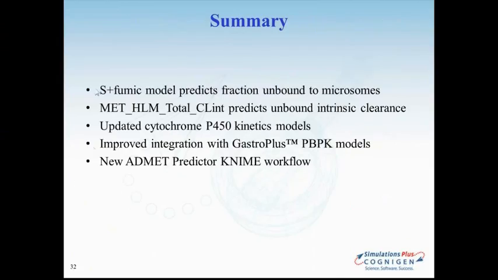So in summary, we've created 2 new models into ADMET Predictor 7.2. The FUmic model predicts the fraction unbound to microsomes, and then the MET HLM total clearance predicts the unbound, and that's very important that you adjust your experimental values for the unbound fraction in there. We have updated all 18 cytochrome P450 kinetics models. We've improved the integration with GastroPlus PBK models, and we've also added a new KNIME workflow.